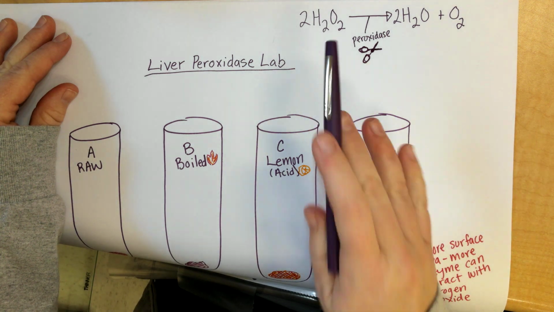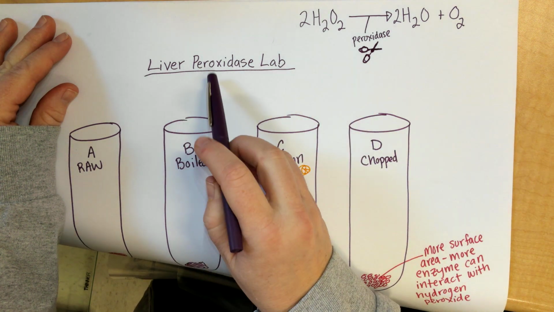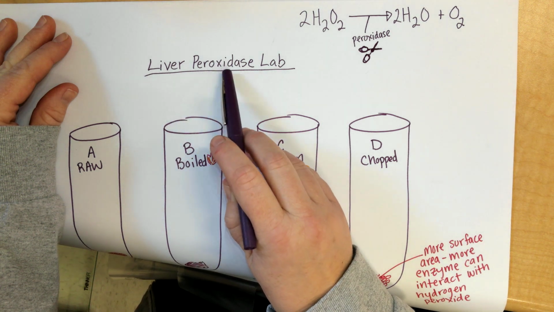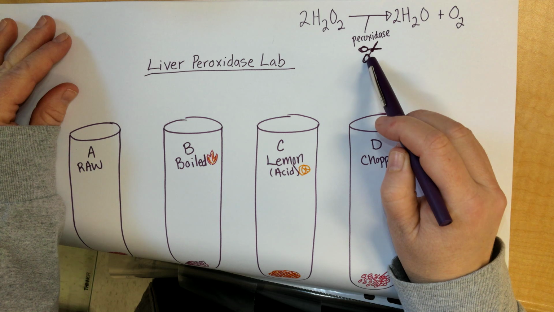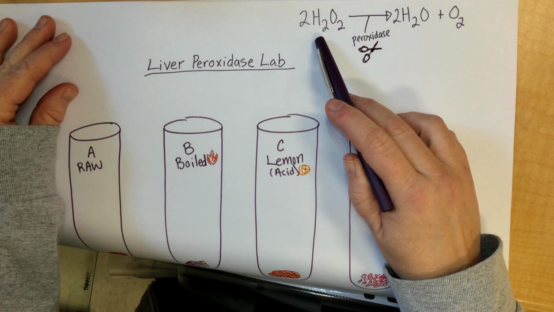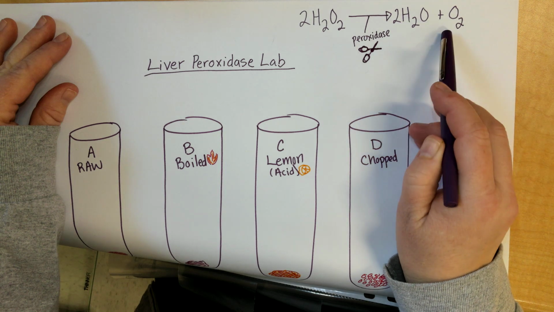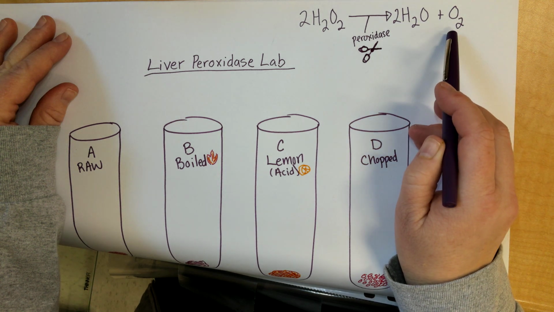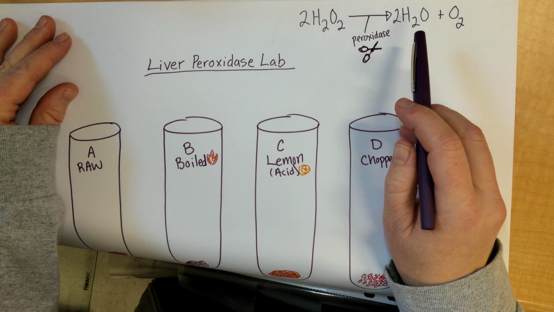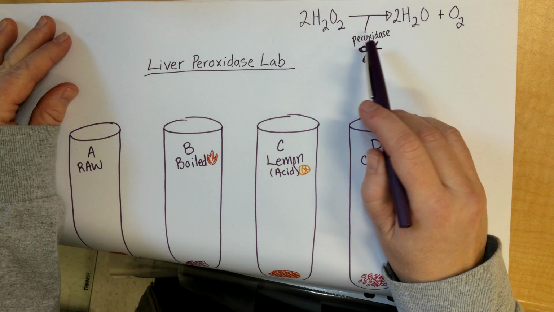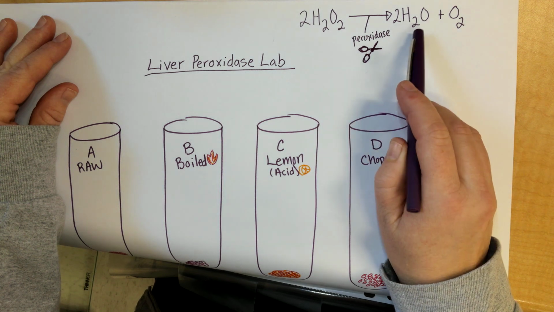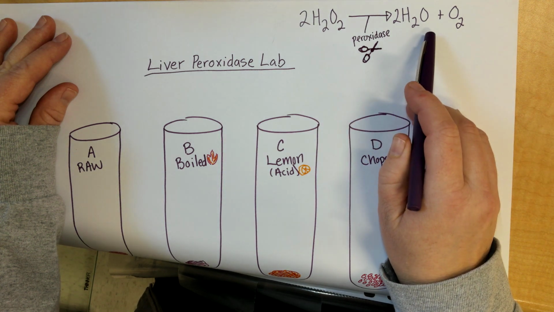Just a reminder, in this reaction, we were using liver because it contains the enzyme peroxidase. The enzyme peroxidase is like a pair of scissors. It's an enzyme that can break down hydrogen peroxide into water and oxygen. In this reaction, because it's exothermic, we were seeing heat released, so we were going to look at how hot the reaction got as the peroxidase helped catalyze the reaction, breaking down hydrogen peroxide into oxygen and water.